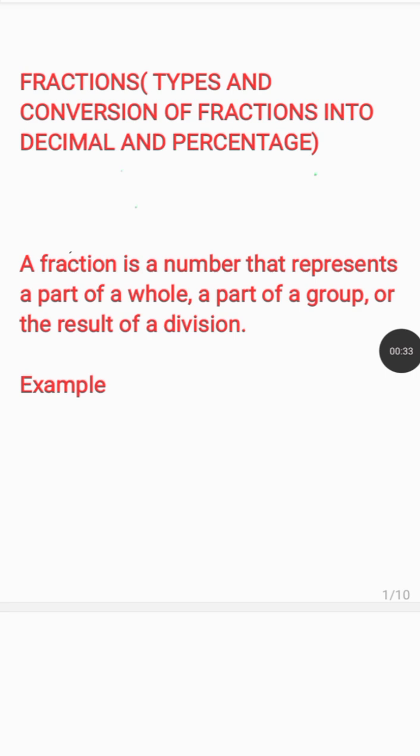Now, let us kick off by saying, what is a fraction? A fraction is a number that represents a part of a whole, a part of a group, or the result of a division.